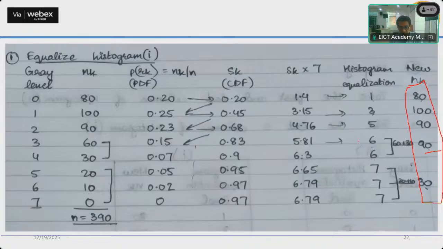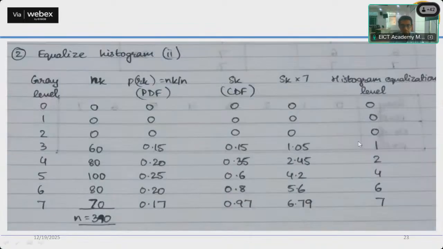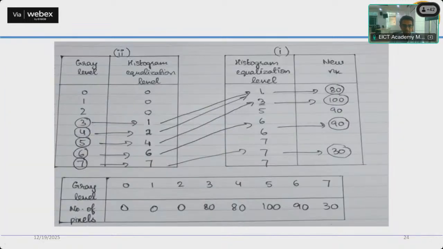So in the same way, what is to be done here? So this is the equalized histogram 2. This is basically given here. Equalization level. And then see it is given 1, 2, 4, 6, 7. So this is basically the new level, and this 1 will basically move towards the 1. 2 is also moving towards the 3. 4 is towards the 6.